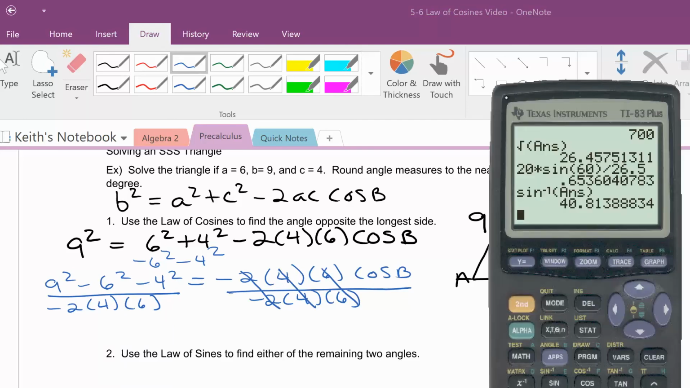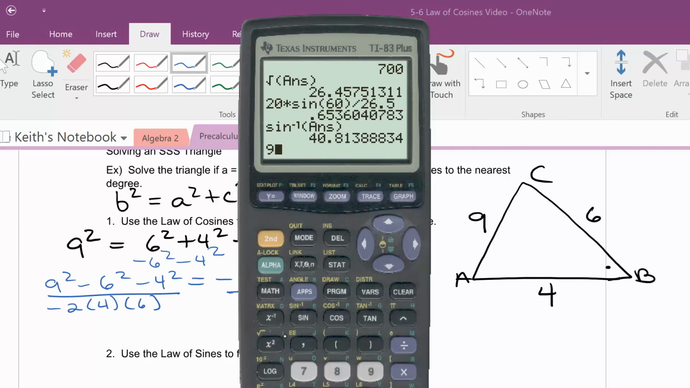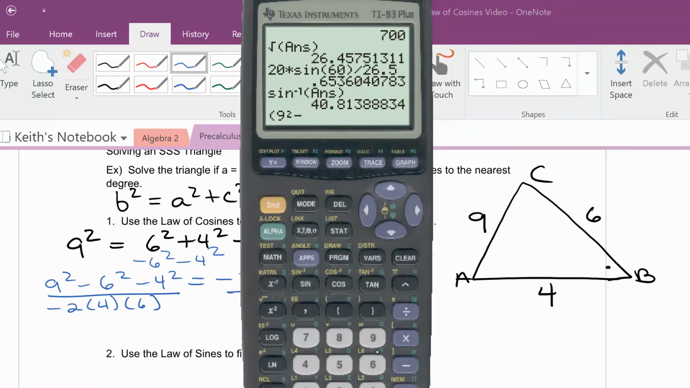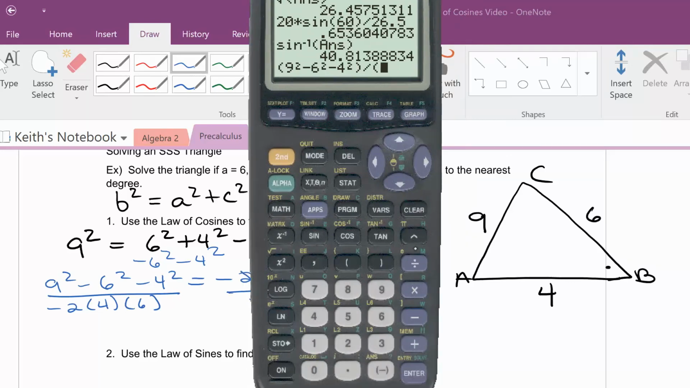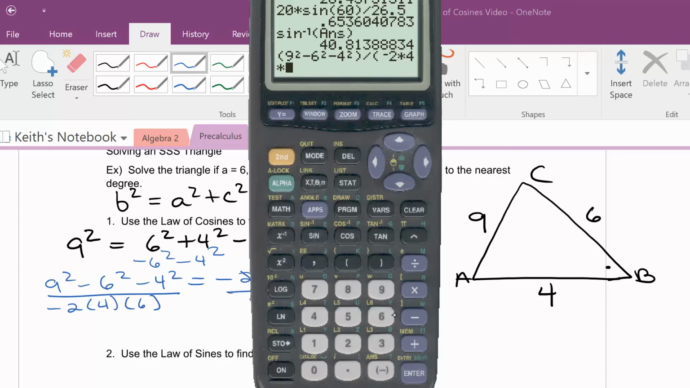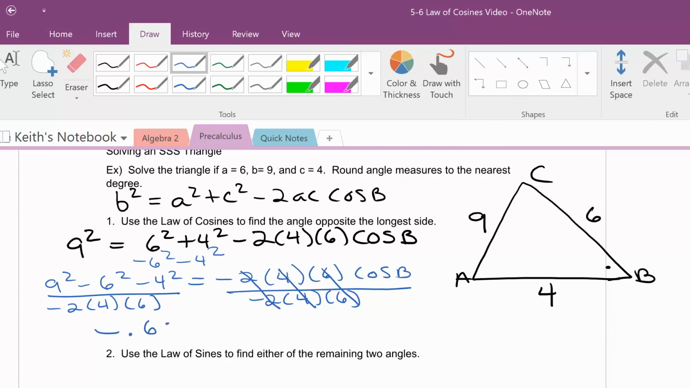So let's show you. You're going to do parentheses, 9 squared minus 6 squared minus 4 squared, divided by, and then parentheses, we need the negative sign, negative 2 times 4 times 6. Hit enter, and that gives you a negative 0.604, and that's equal to the cosine B.